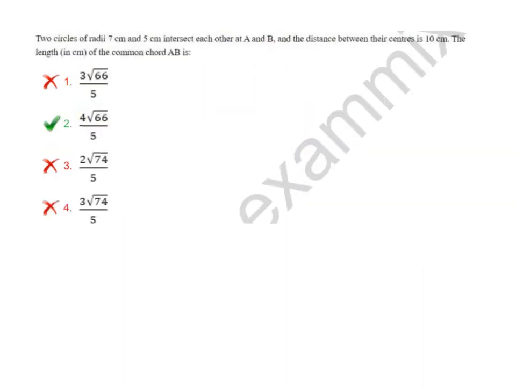Two circles of radius 7 cm and 5 cm intersect each other at A and B. The distance between their centers is 10, then the length of the common chord AB. So they intersect at A and B. This is A, let this be B. The distance between the centers is 10, this is 7 and 5. So you need to find out the length of the common chord AB.